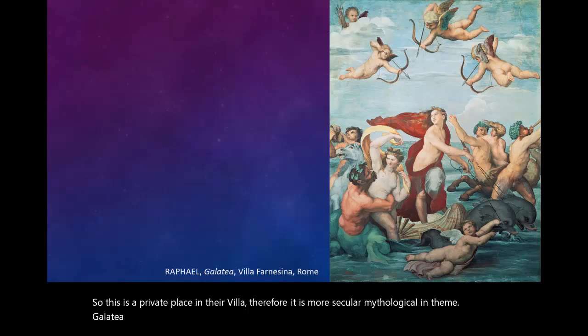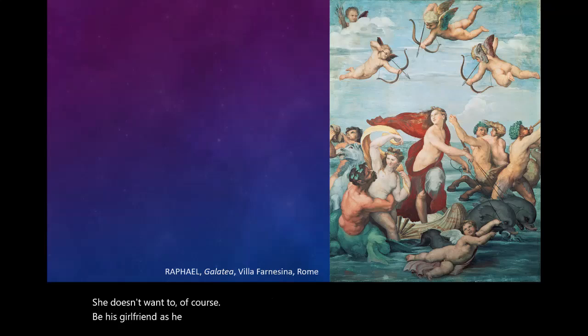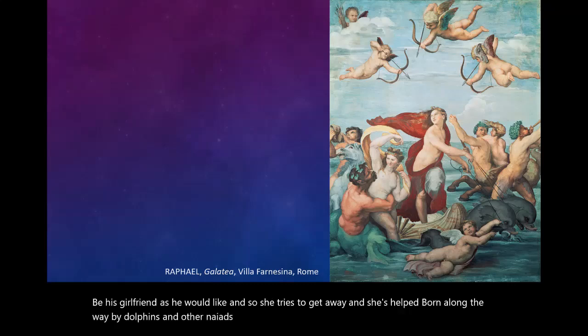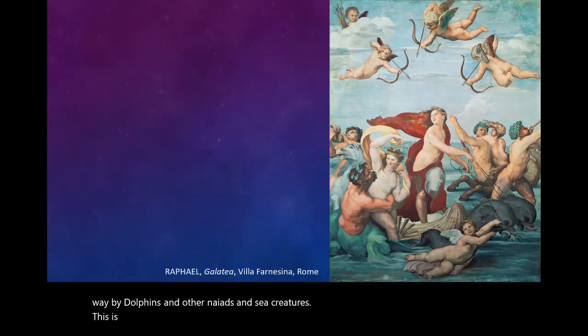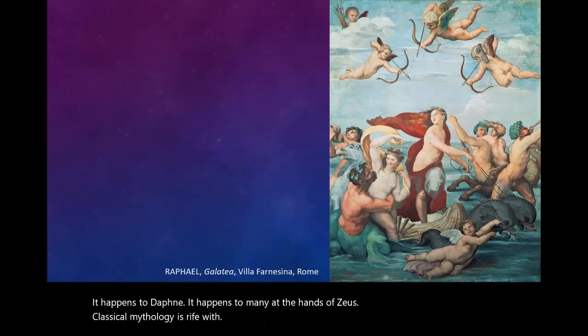Galatea is, depending on the story you read, in this particular story, a nymph so beautiful, she is pursued by the terrible Cyclops. She doesn't want to, of course, be his girlfriend as he would like. And so she tries to get away, and she's helped, borne along the way by dolphins and other naiads and sea creatures. This is a very common theme in the world of mythology, a woman being abducted, unfortunately. It happens to Daphne. It happens to many at the hands of Zeus. Classical mythology is rife with these terrible examples of non-consent in our words today.